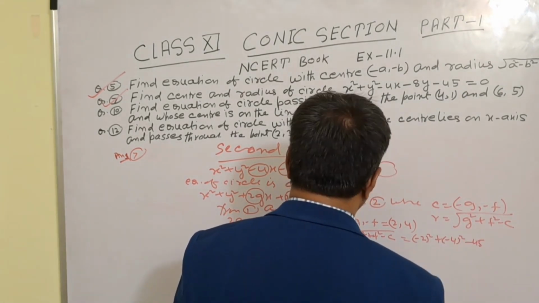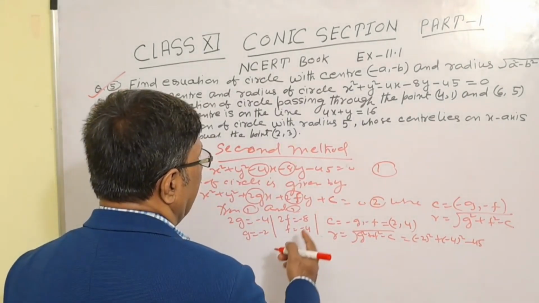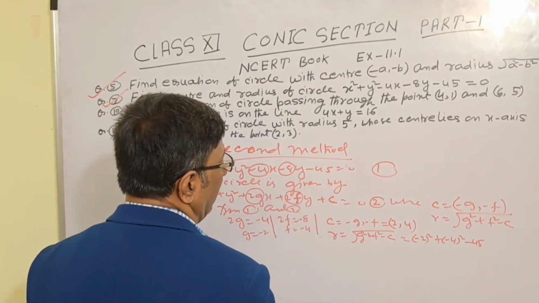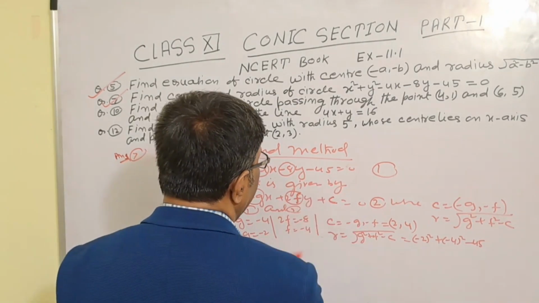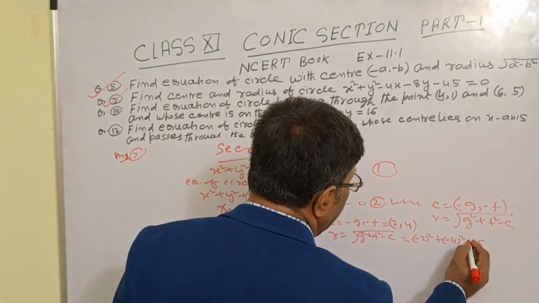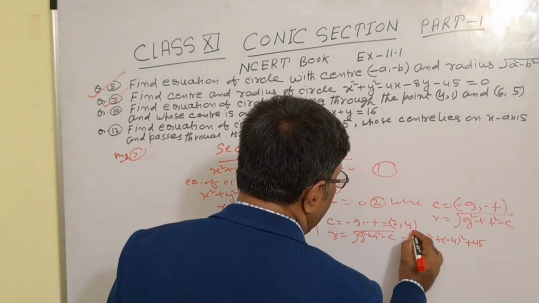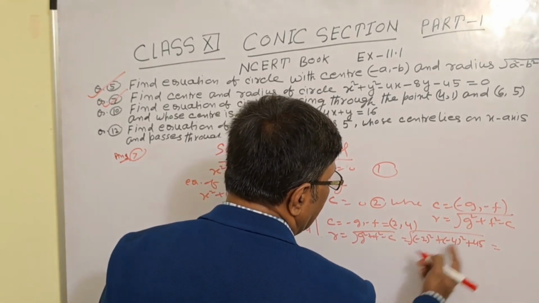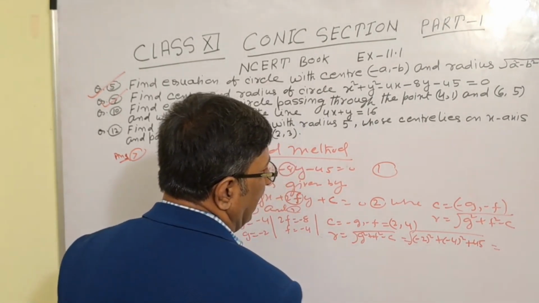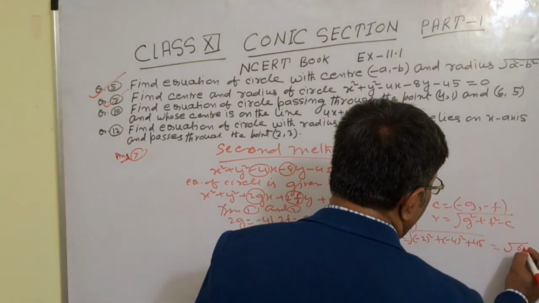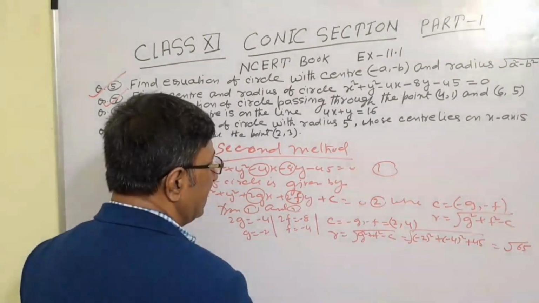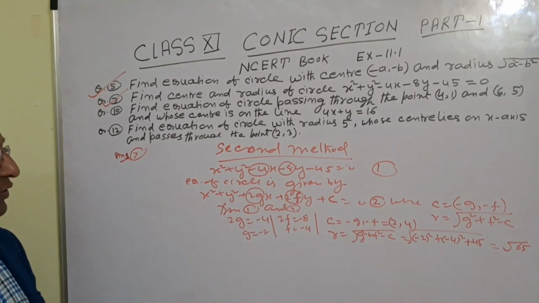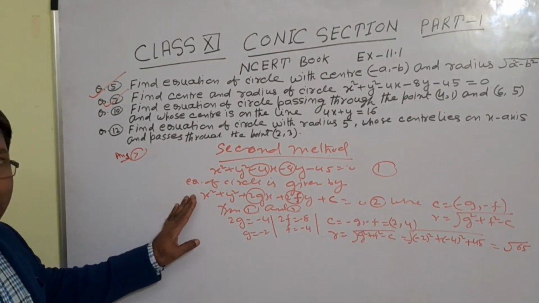So g square plus f square minus c, and here c is minus 45, so minus minus plus. And this is root under. So you will get 4 plus 16 plus 45, so 4 plus 16 is 20, that is root under 65. So this is the correct answer. Center is (2, 4) and radius is root under 65. So you have to learn this formula simply.